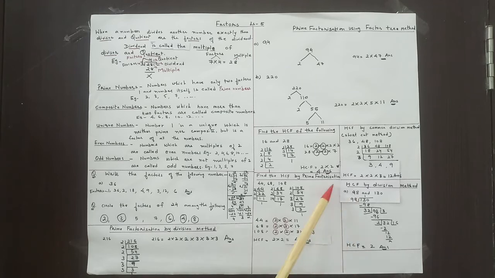Next is HCF by division method, that is 98 and 130. So we will divide 130 by 98. Here 130 will become the dividend and 98 will become the divisor. 98 1s are 98. And when we subtract it, we will get 32 here as a remainder. Now this 32 will become a divisor, and this divisor will become a dividend, 98.